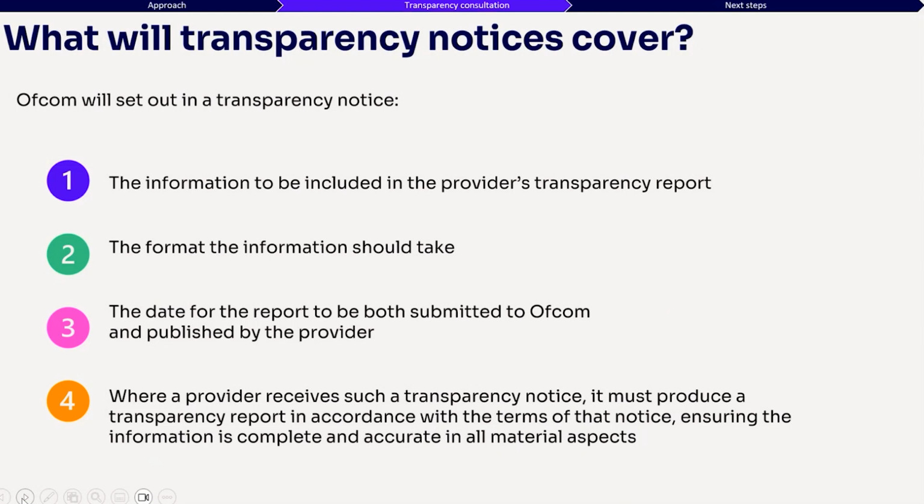So what will be included in a transparency notice? First, a notice sent from Ofcom to a provider will set out the information that that provider must publish in their transparency report. It will also detail the format that that information should take and the date that the report needs to be submitted to Ofcom by and published by. It's the duty of providers to make sure that their reports are published in line with what's set out in the transparency notice and to ensure that the information that they publish is complete and accurate in all material respects. Next slide, please, Ramneet.